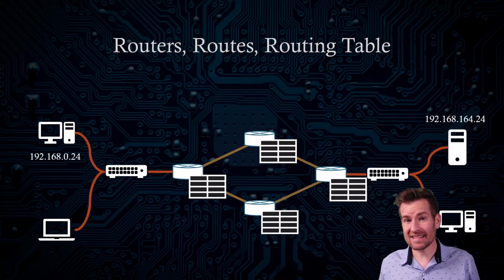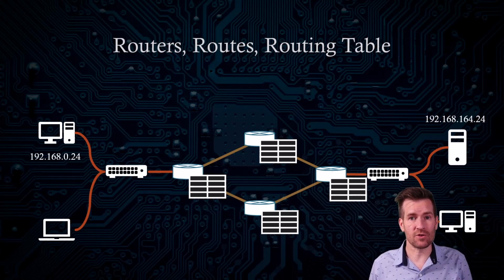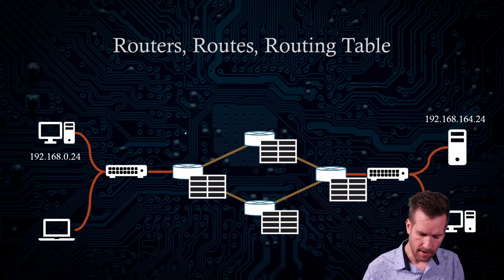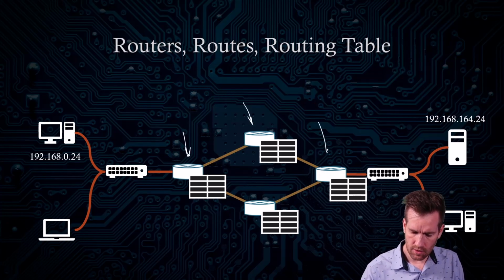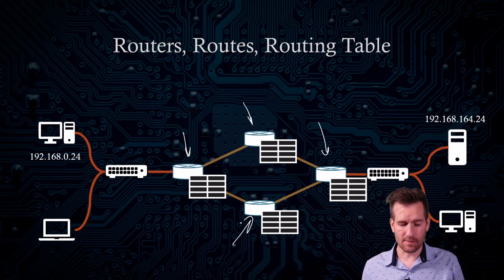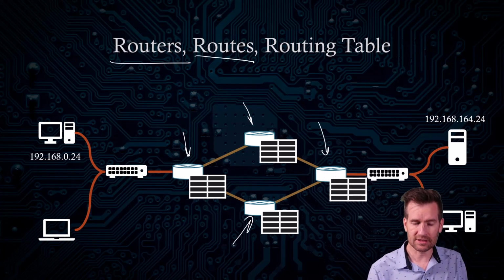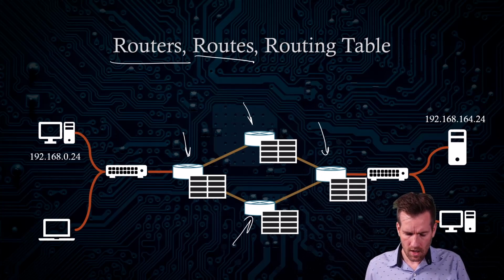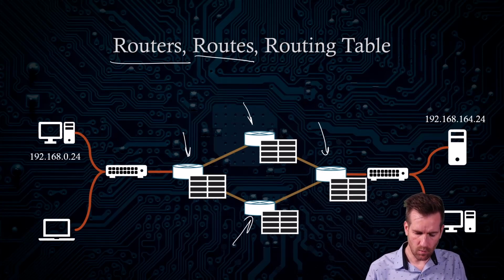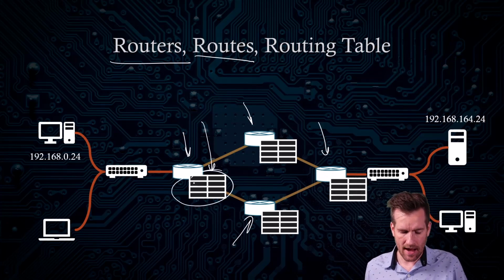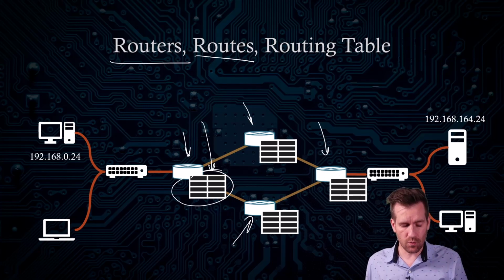So how does this happen? Well, we have routers that will route this information. So each one of these is a router that is going to route this information, and these routers use routes to figure out where it's going to go. So it stores these routes in a routing table.